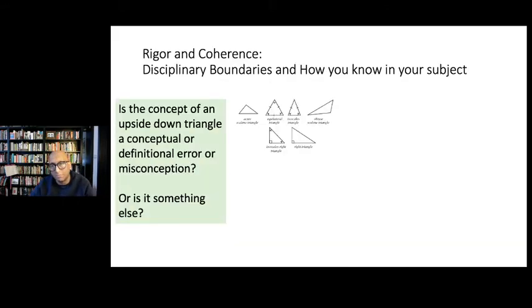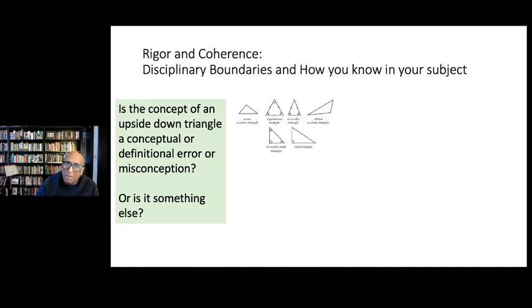And let's begin. This took me a long time to get my head around, and then all of a sudden when I was doing this, I kind of understood. So let me ask a question. Is the concept of an upside down triangle a conceptual, definitional error, or is it just a misconception, or is it something else? Okay, so those are a bunch of triangles. So upside down triangle, there's no such thing, right?